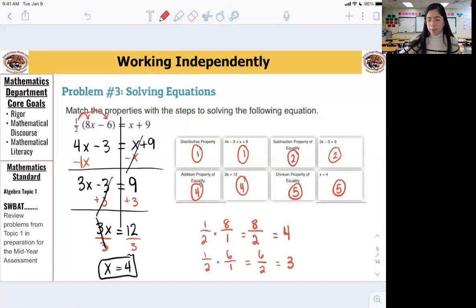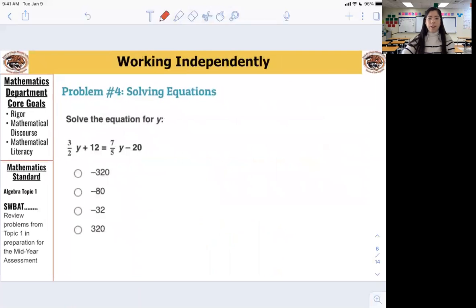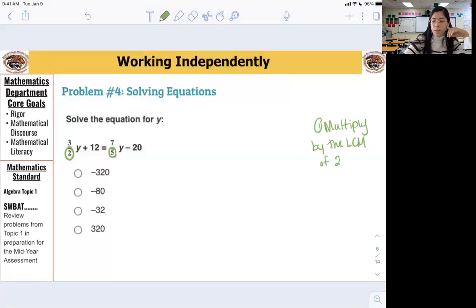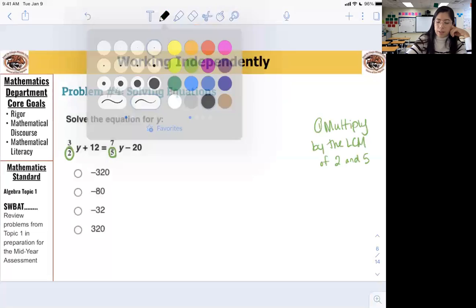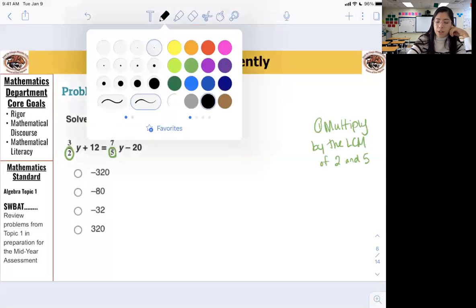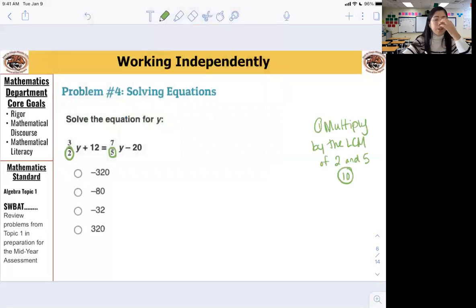All right. Moving on to number 4. If you wanted more fractions, you got them in this problem. Here we have 2 fractions with different denominators. What do I do? Good, Jeffrey, put it in the chat. We have to combine, we have to find the least common multiple. Multiply by the LCM of 2 and 5. What is the LCM of 2 and 5? 10. 10, exactly. So 10 is our magic number. If you multiply by 10, all those fractions will just go away.